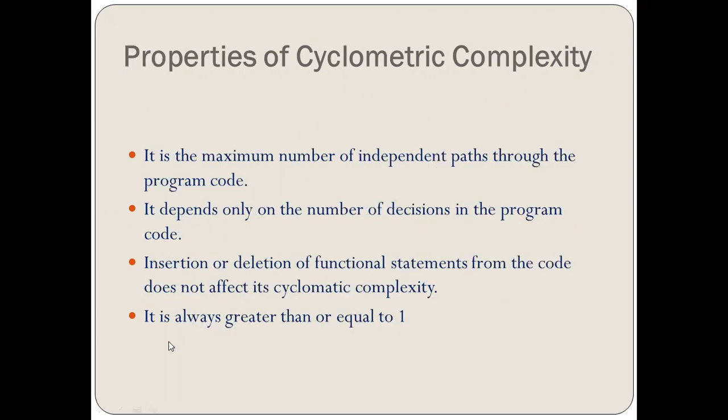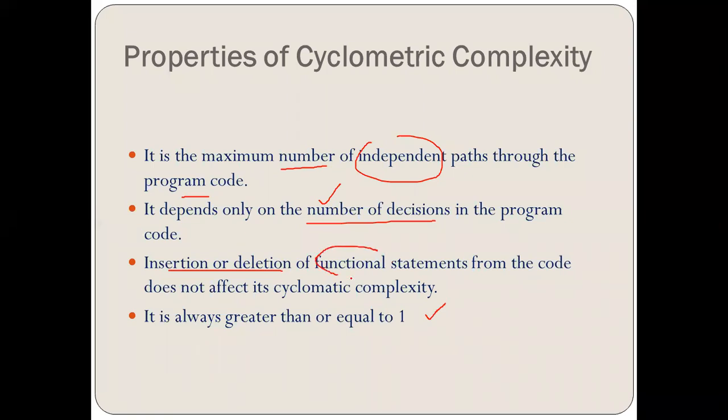Now, the properties of cyclomatic complexity are: it is the maximum number of independent paths through the program code. We have already seen this, independent paths. It depends only on the number of decisions in the program code. I'll explain with the help of the formula how it is important. Insertion and deletion of functional statements from the code does not affect the cyclomatic complexity. It is always greater than or equal to 1.